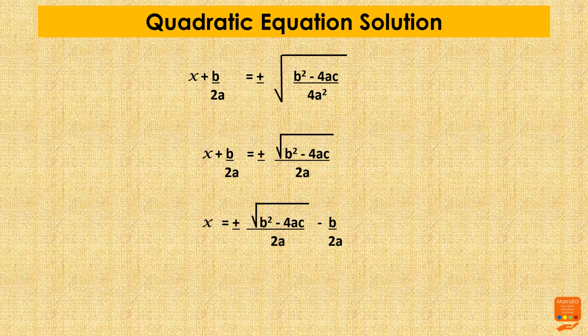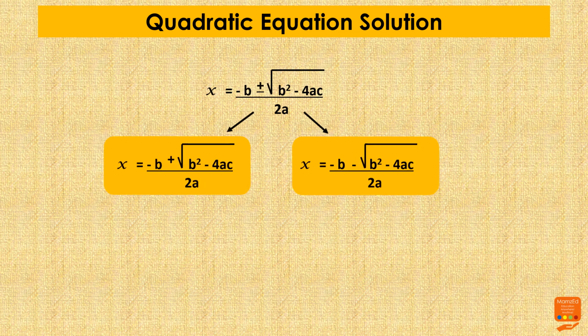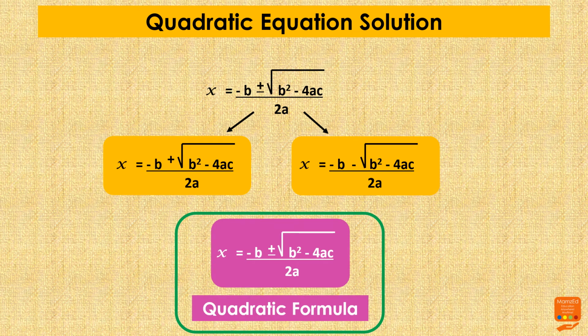So in this way, we will get two values of x. One will be minus b plus square root of b square minus 4ac over 2a, and the second value will be minus b minus square root of b square minus 4ac over 2a. So this equation that you see over here, which is x is equal to minus b plus minus square root of b square minus 4ac over 2a, is the quadratic formula. And this formula can be used to calculate the solution of a quadratic equation. And to use this quadratic formula, we would need to know a, b, and c of the quadratic equation. And we will solve a simple problem to further understand this.